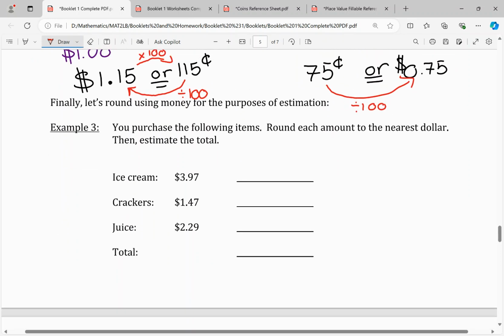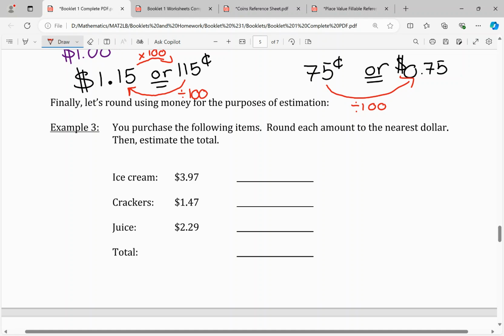This final question is going to be a little bit different though. You purchase the following items, round each amount to the nearest dollar, then estimate the total. This is a very important life skill because on the fly, if you're standing in the supermarket and putting together a bunch of items, and you don't need to know the exact cost, but just around how much it is, you might want to estimate. For example, I only have a $10 bill, and I want to see if I can buy ice cream, crackers, and juice.